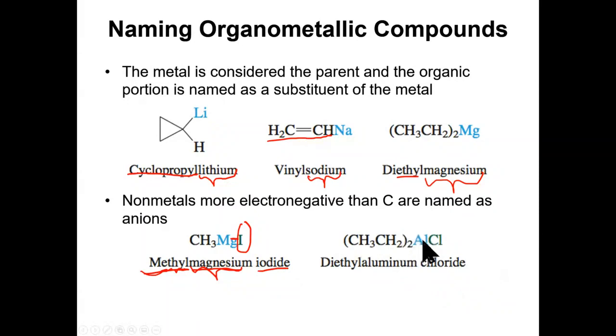Similarly here, you have an aluminum-chlorine bond, again a metal-halogen bond. So we treat the halide part as an anion, and the rest of it is a cation. Aluminum is the parent, and the two ethyl substituents connect to aluminum, so it is called diethylaluminum chloride.